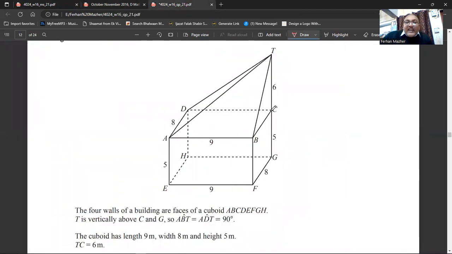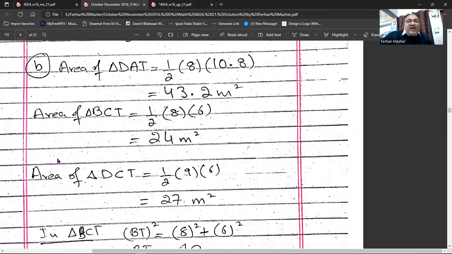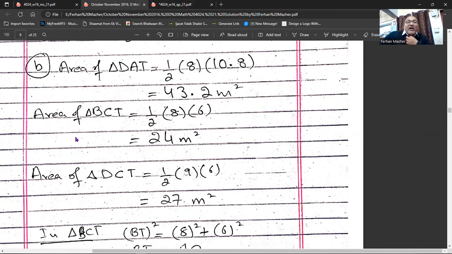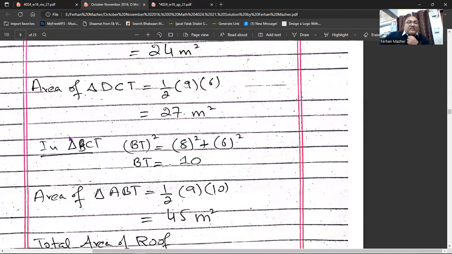BCT. So this is 8, this is 6, 6 is the height, this is the base. So the area of the triangle BCT will be 1/2 into 8 into 6, and that will be 24 meters square. The area of the triangle DCT: the height is 6 and the base is 9. So it will be 1/2 into 9 into 6, and that will be 27 meters square.